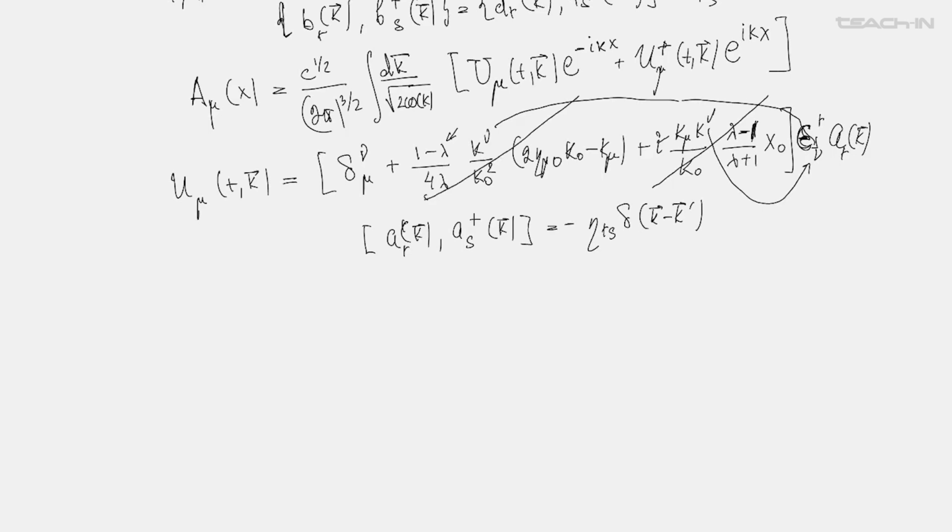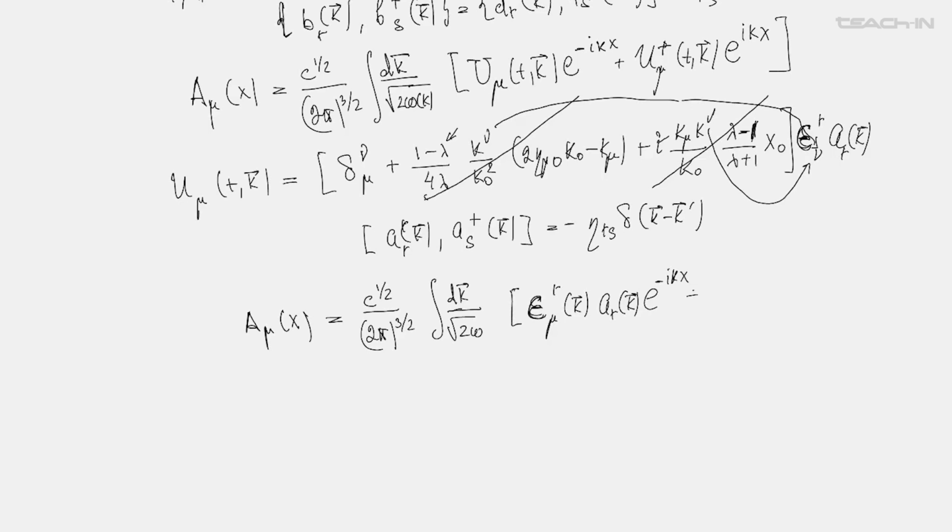And then this expansion for A mu, which we can use for computation of such processes involving only transitions between transverse photons, becomes very simple. The polarization vector epsilon_r mu of k, annihilation operator a_r depending on k, exponential minus ikx, plus epsilon mu_r of k, a_r dagger of k, exponential ikx.